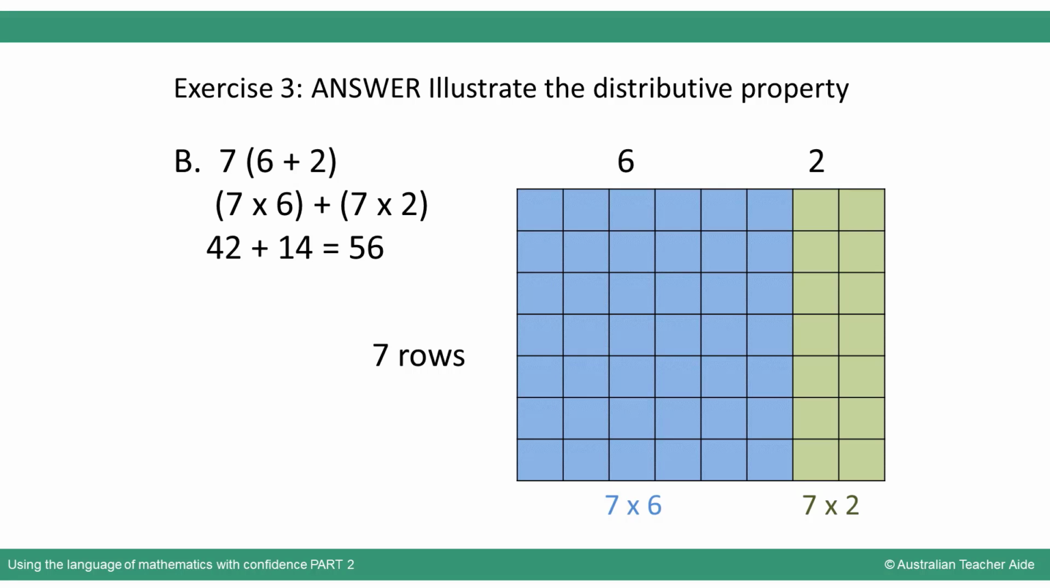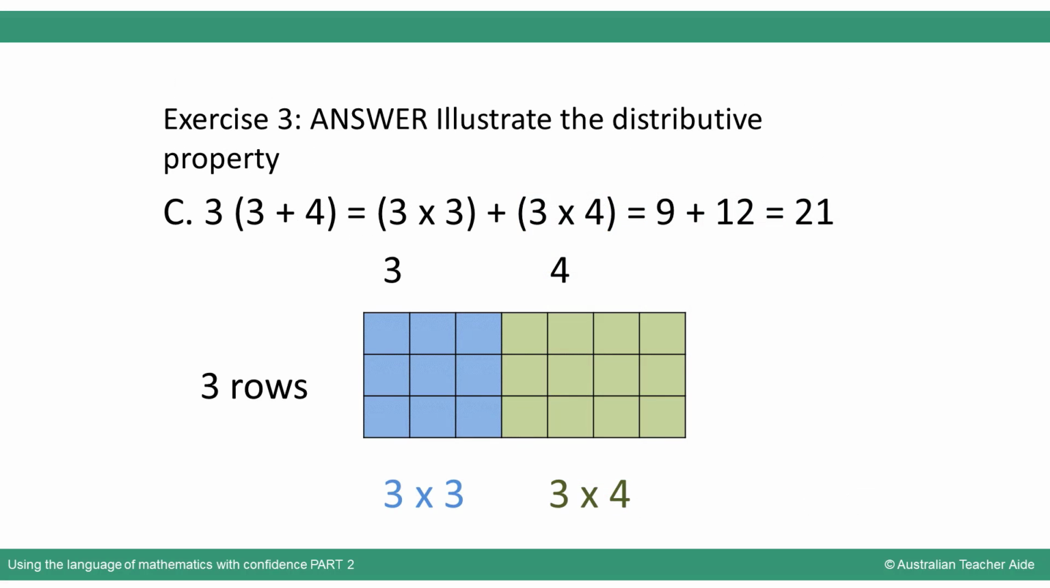Let's do the next one. There we go. 7 times (6 plus 2). This time you distribute the 7 across the 6 and the 7 across the 2. So you have 7 rows of 6 and 7 rows of 2. 7 sixes are 42 and 7 twos are 14. And altogether you have 56.